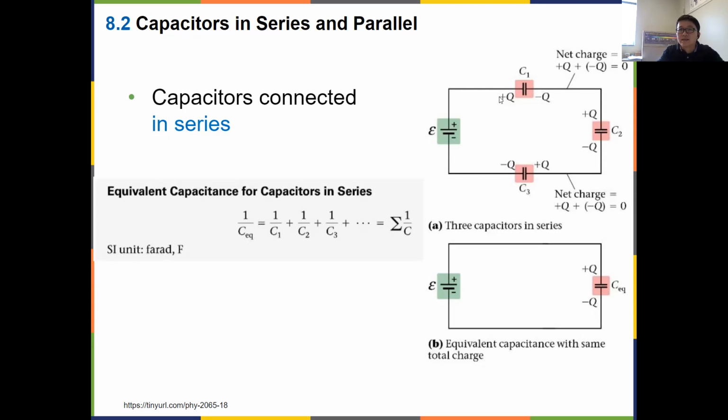If you have three capacitors in series, they are originally neutral, with zero charge on the plates. Once connected, this side will be positive charge, because for a capacitor one side is positive Q and the other side is negative Q. Now this wire is initially neutral, so if you have negative Q here, this will be positive Q, and then this will be negative Q. Again, due to net charge equal to 0, this will be positive Q, and then this will be negative Q.